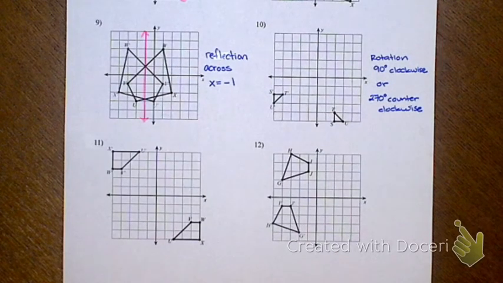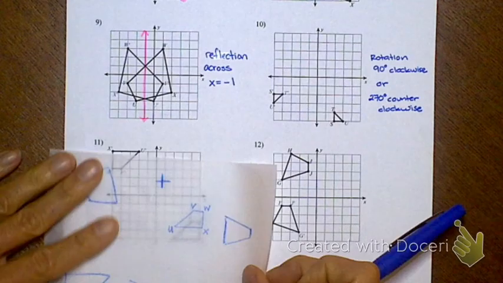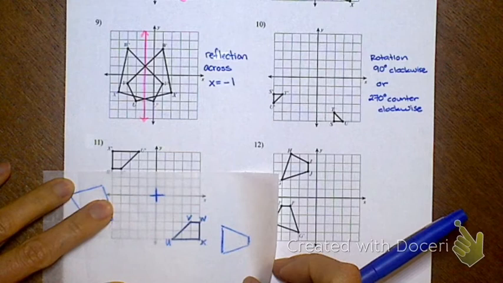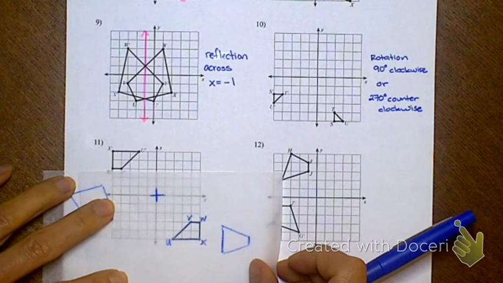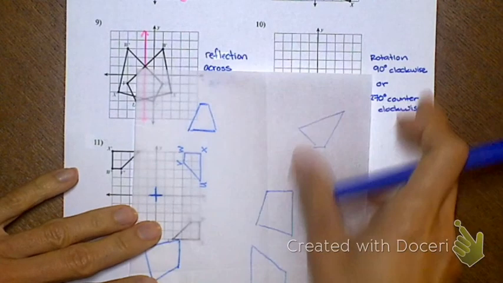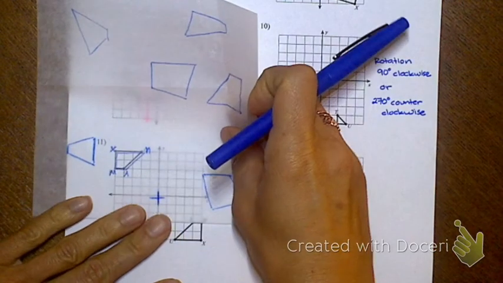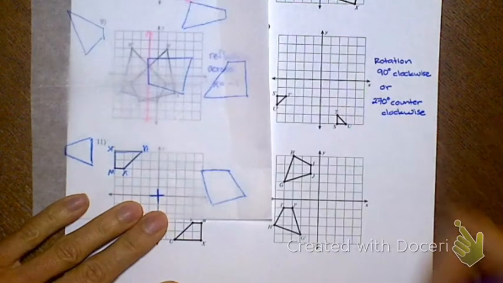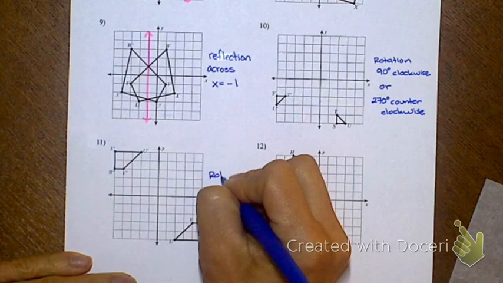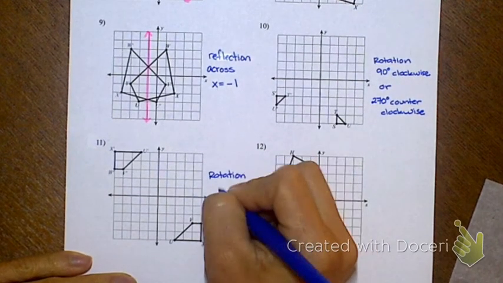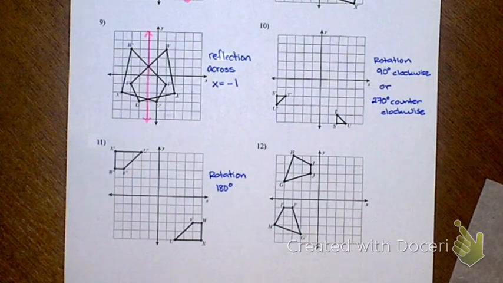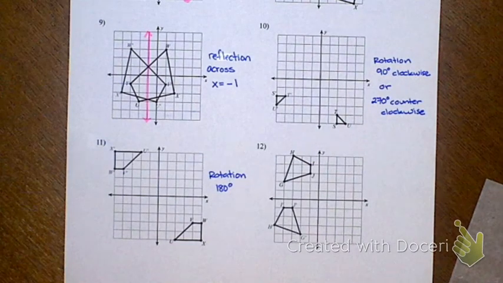Okay, so let's go ahead and check your work. For number 11, if you traced over the image and tried to reflect it or slide it, it wasn't working, right? So let's go ahead and try rotating it. So I'm going to go 90 and then 180, right? Did you guys get that it was a rotation of 180 degrees? Now remember, 180 degrees is one of those where we don't have to specify a direction because clockwise and counterclockwise are the same thing when doing 180, right?